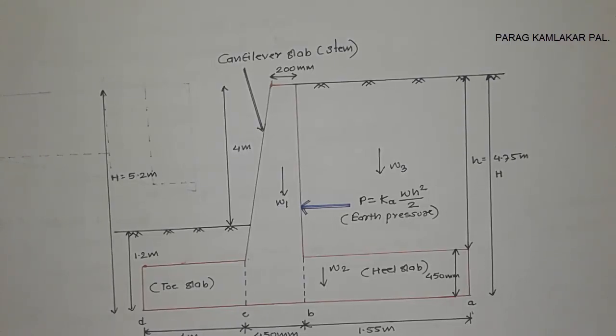This is part number 2 of the cantilever retaining wall numerical problem. In this video I am going to deal with the stability calculation, that means the pressure distribution at the base, and the design of the heel slab.